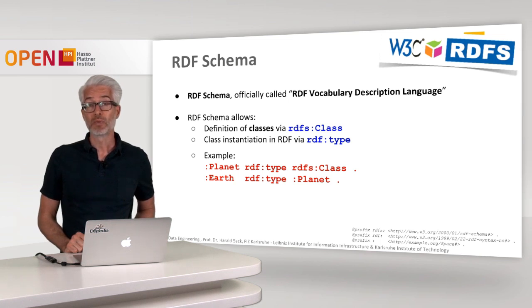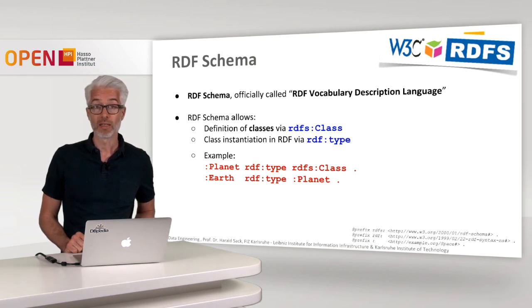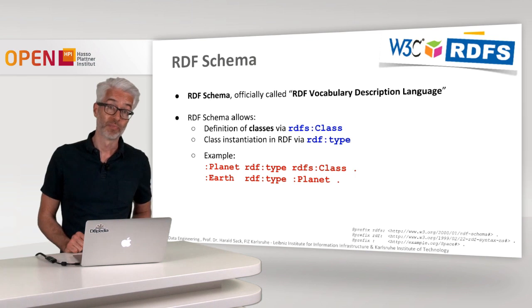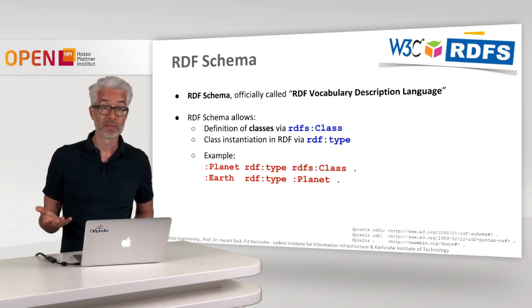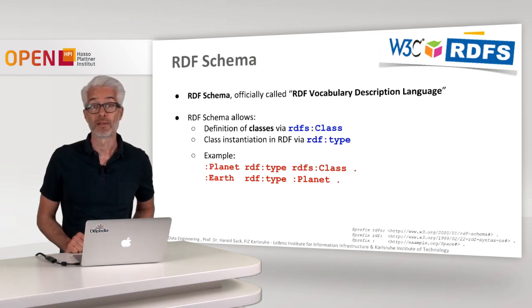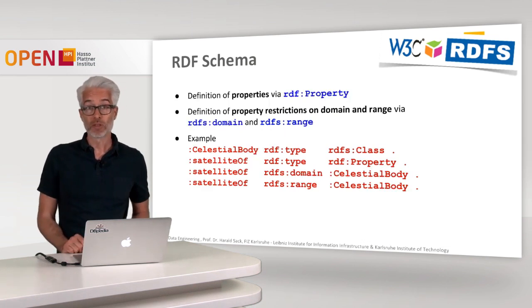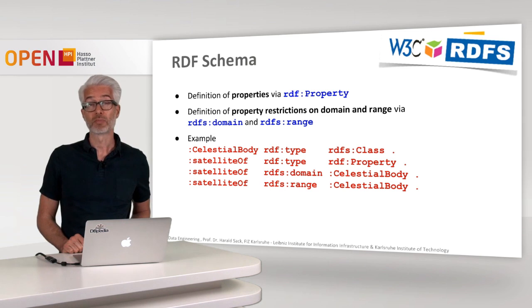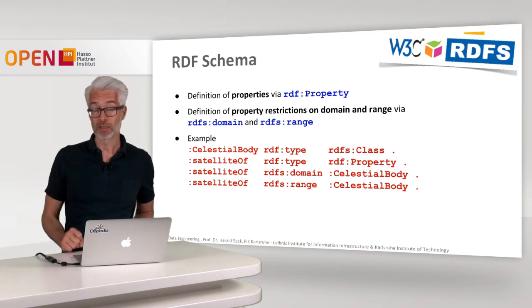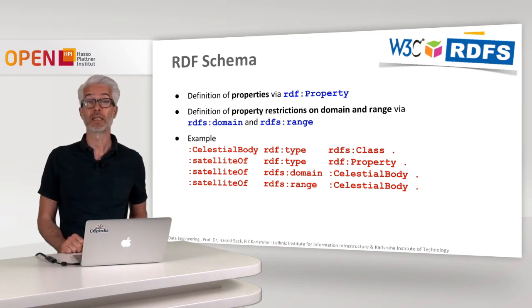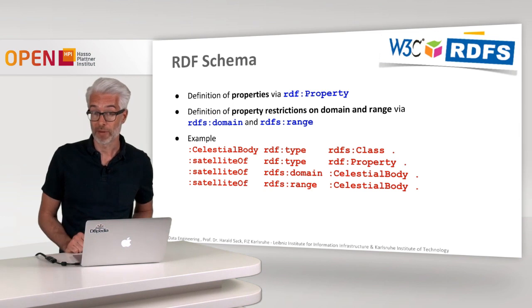And then, of course, we can also define an instance of that class. And then, for example, we can say the Earth is of type planet. And we know planet is defined to be a class. Quite simple. The same holds for properties. So if I want to define a property, I use the keyword RDF property. So here, watch out, it's not RDFS property, it's RDF property. But don't ask me why.